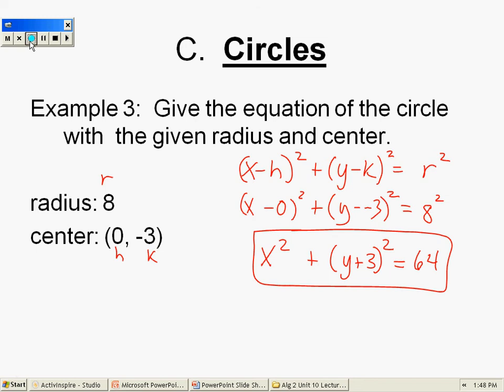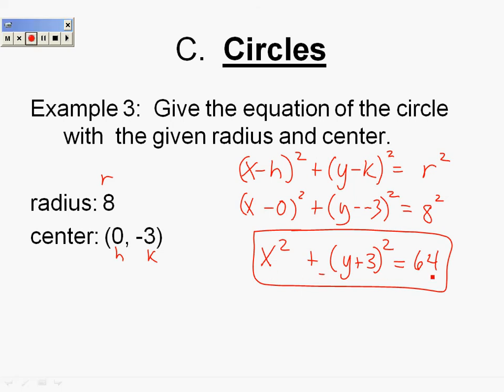So what we just got through doing was I gave you guys a radius and a center, and from that you guys got the equation. We're going to work backwards now. I'm going to give you the equation, and then you guys are going to find the radius and the center instead. So let's say I started off with this equation. Which of these numbers up here will help me find my radius?